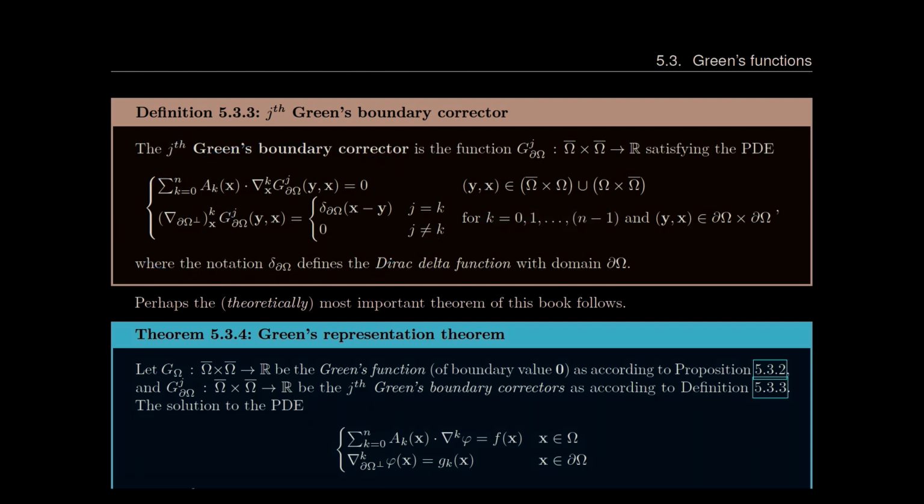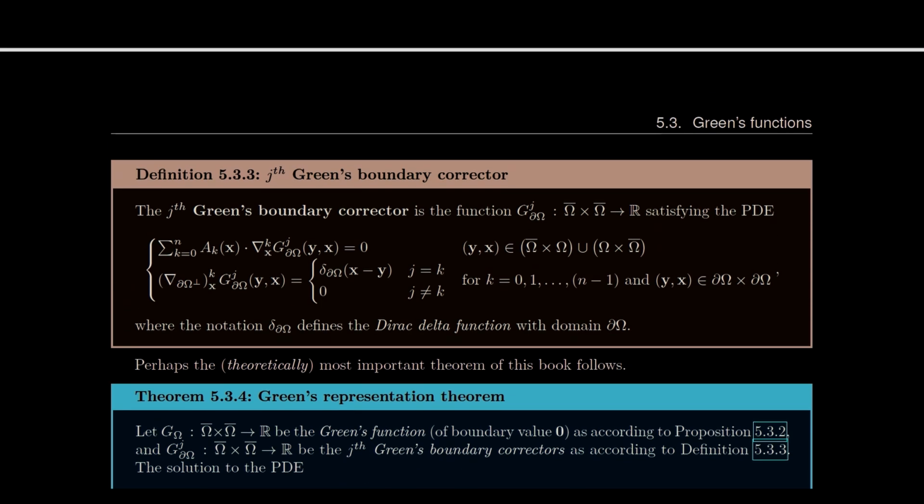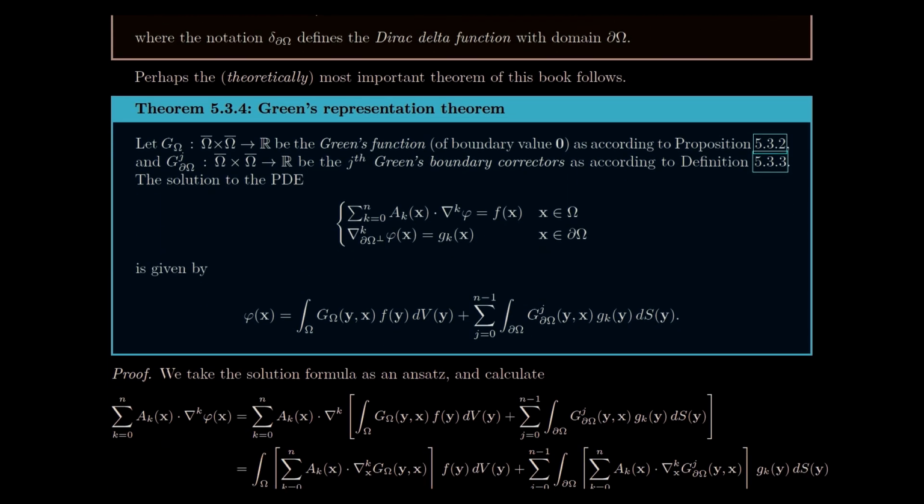In the event that I'm a first order PDE, I have one boundary condition to satisfy, which is my 0th order boundary condition. Then I only need one Green's boundary corrector. If I'm a 42nd order PDE, I may need up to 41 boundary correctors. So it just kind of depends on the specific PDE how many boundary correctors you need.